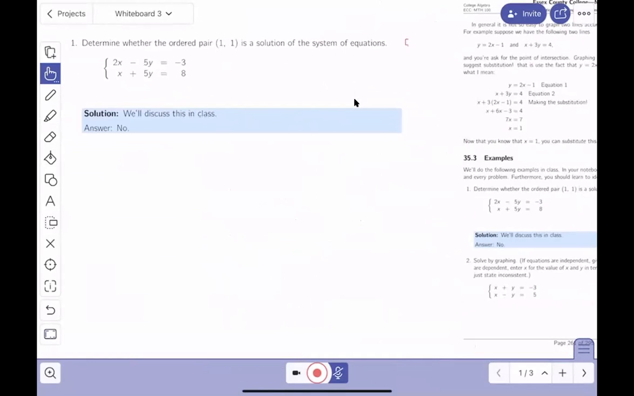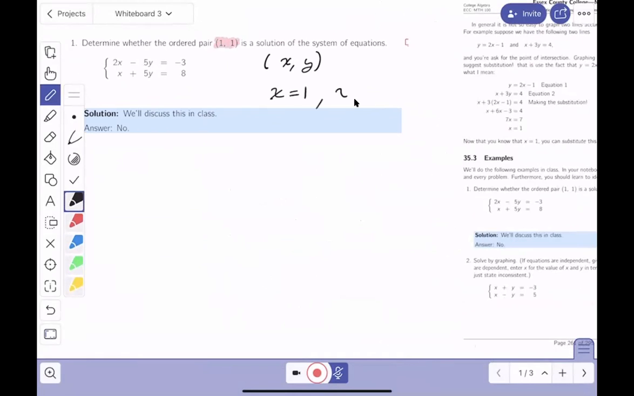And what they're saying is determine if this ordered pair. Well, you have to know that ordered pairs are given to you in a proper order, and that order would be X, comma, Y. So what are they saying over here? This ordered pair, and I'll just outline that for you, is the ordered pair they're talking about. So what do I know? I know X is 1, and I know Y is 1. The question is, is it true? I don't know. Is it the solution? I have no idea. So I got to check it.